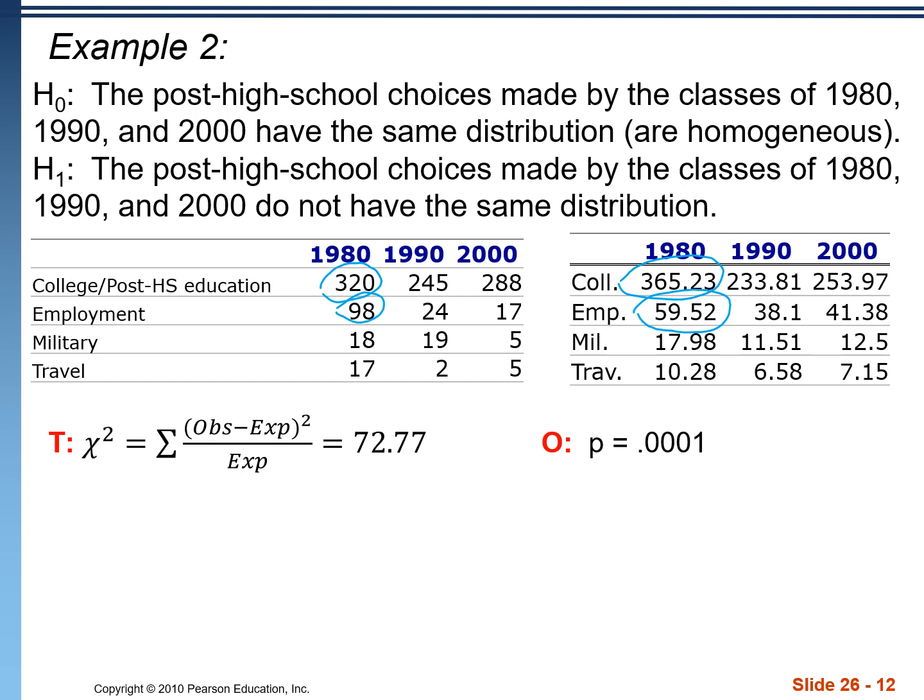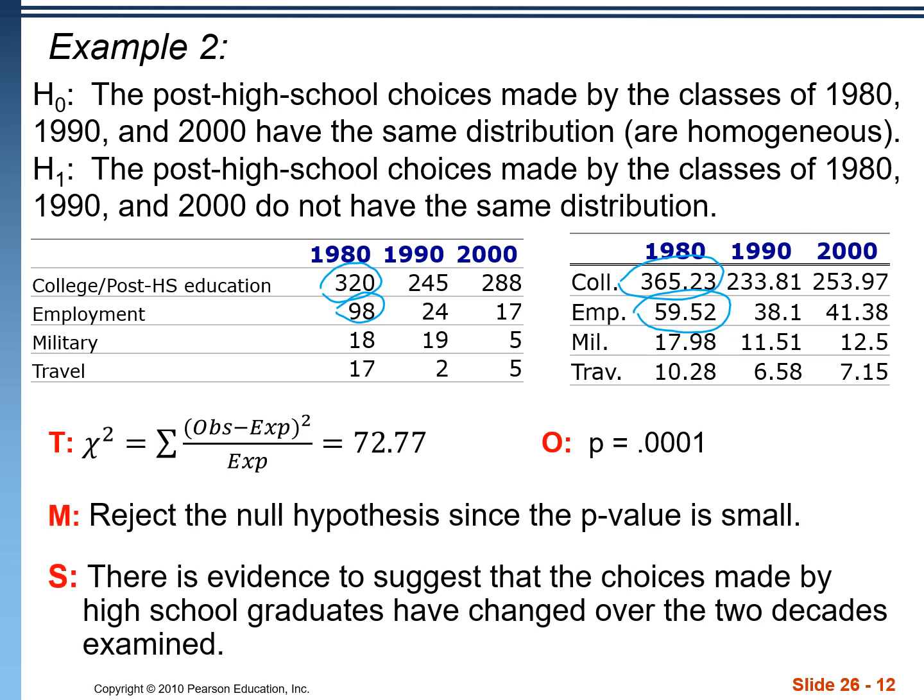We get a chi-square test statistic of 72.77 and a p-value of 0.0001. That's a small p-value. We'll reject the null hypothesis. There's sufficient evidence to suggest that the choices made by high school graduates have changed over the 2 decades examined.